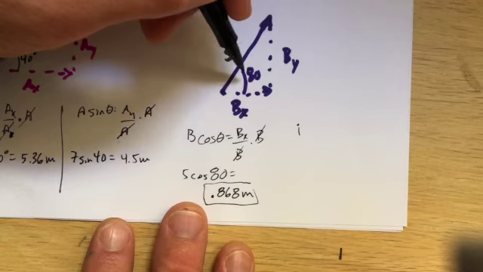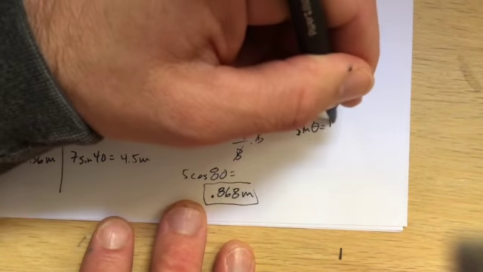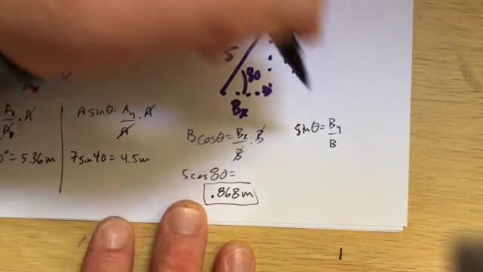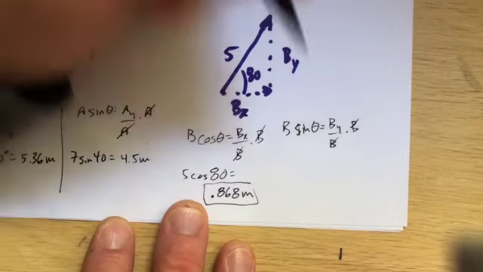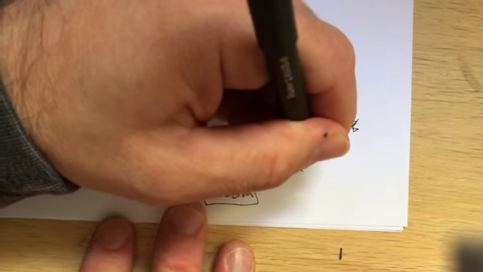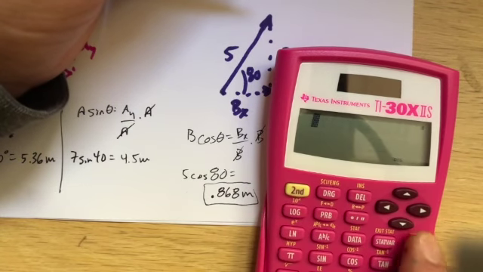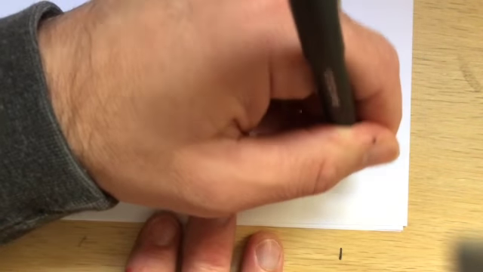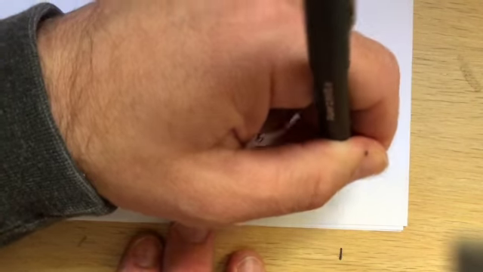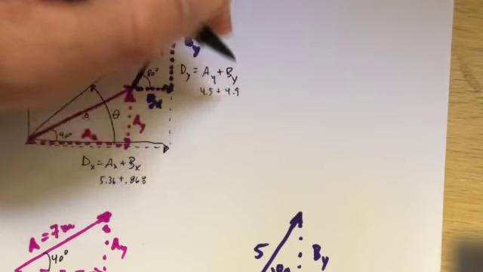BY is the opposite side. So again, this is sine. So the sine of theta in this case is going to be BY over B. Multiply both sides by B, and I get 5 sine 80. All right, well, that's going to be a much larger number. So 5 times the sine of 80 equals 4.9. Okay, so I'm going to put 4.9 right here.